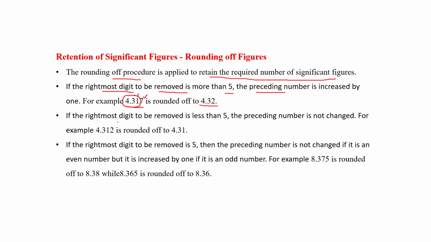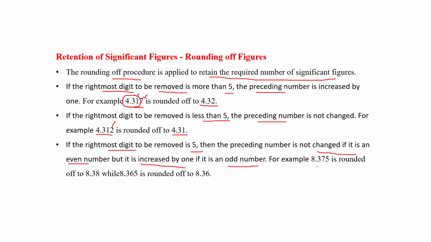If the rightmost digit to be removed is less than 5, then the preceding number is not changed. For example, 4.312, we have to remove this number and this is less than 5. That's why rounding off gives 4.31. But if the rightmost digit to be removed is 5, then the preceding number is not changed if it is an even number, but it is increased by 1 if it is an odd number.